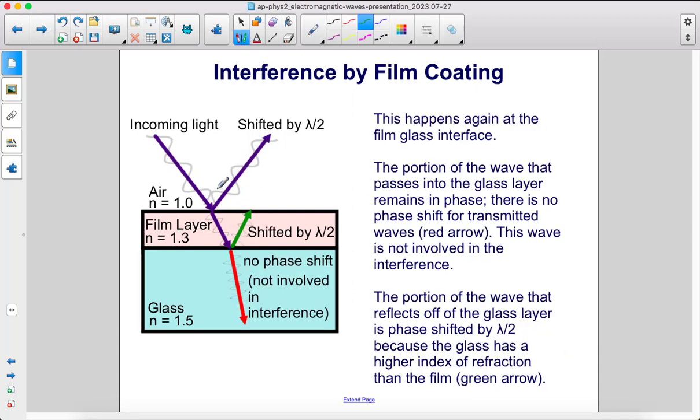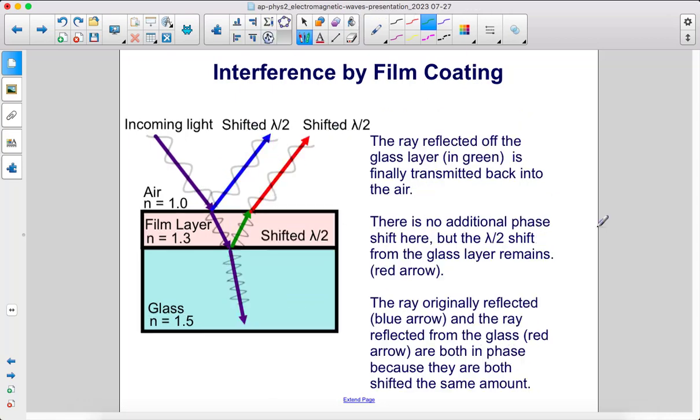This whole thing happens again once the transmitted light hits the second interface. Because the glass is denser than the film layer, the same thing happens where the reflected portion of light is also shifted by lambda over 2, and the transmitted wave is not phase shifted. Although for our purposes, we're not even going to care about any of this portion of the light that continues on through the glasses. We're only concerned with this reflected ray and this reflected ray. The ray reflected off the glass layer here is finally transmitted back into the air.